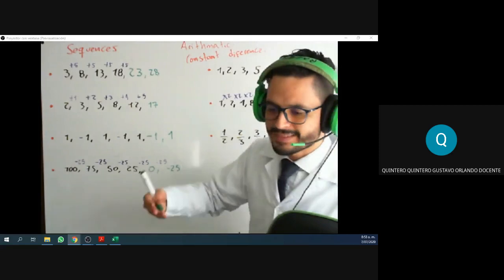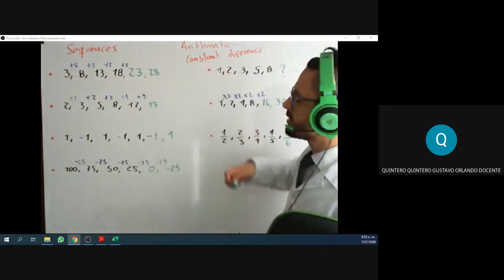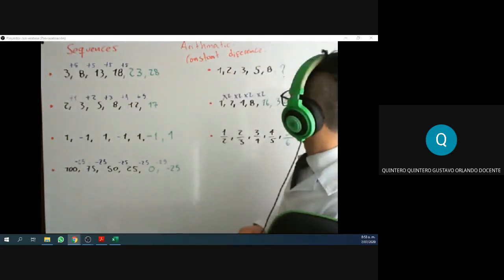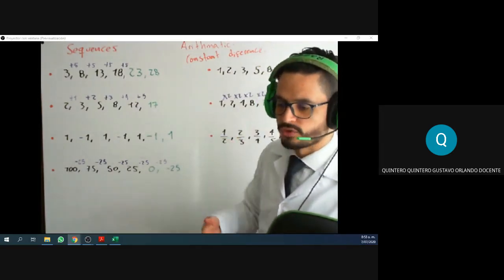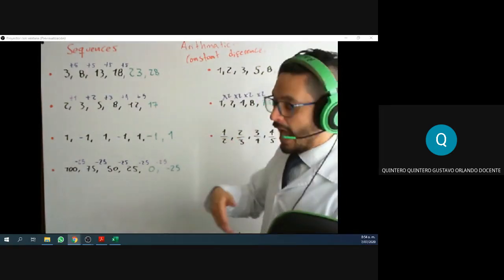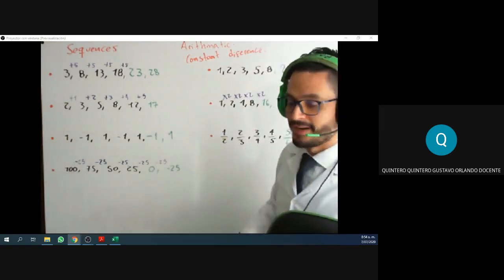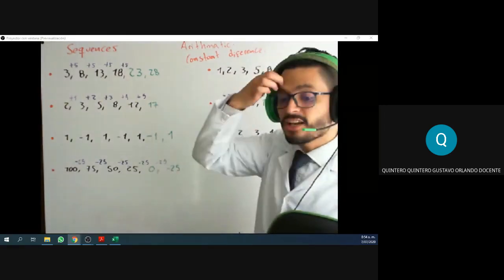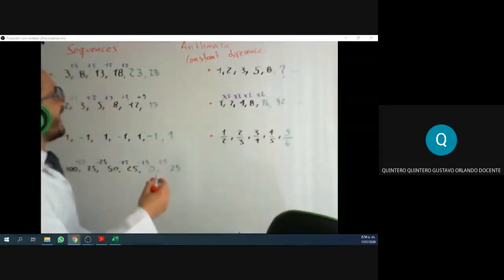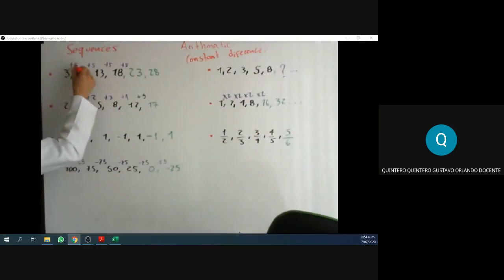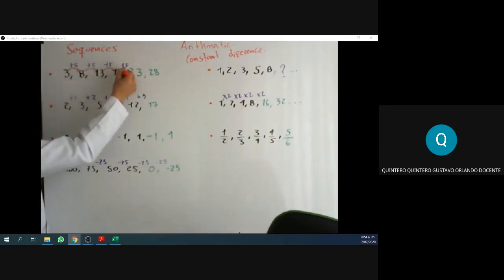Again, arithmetic sequences are the ones that have a constant difference. Go ahead and write it down. You can always go back to the recording if you don't want to take notes, but I advise you to take notes about this, all right? What is a constant difference? This is a constant difference. Look, when every change from one number to the other is constant, then that is the difference.